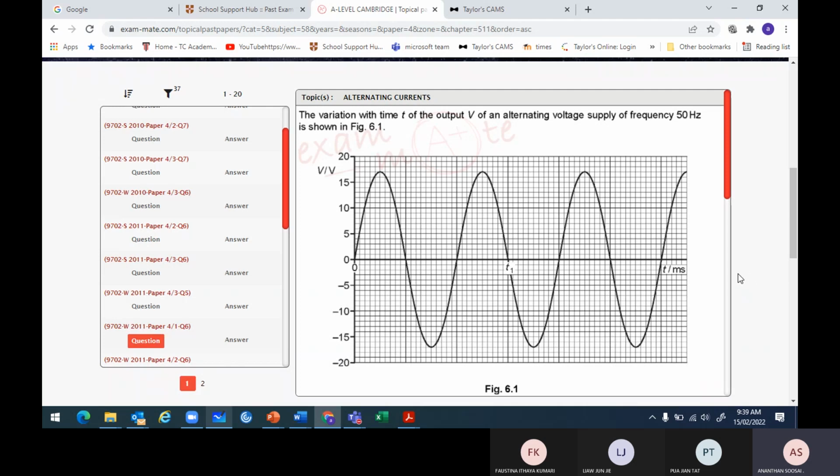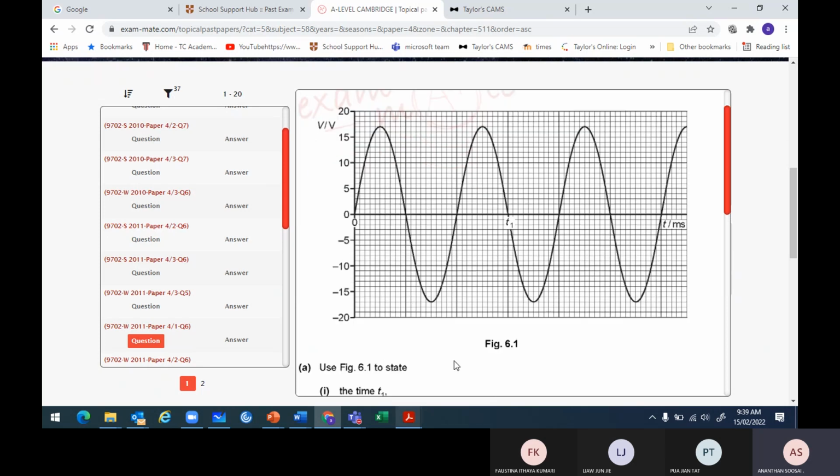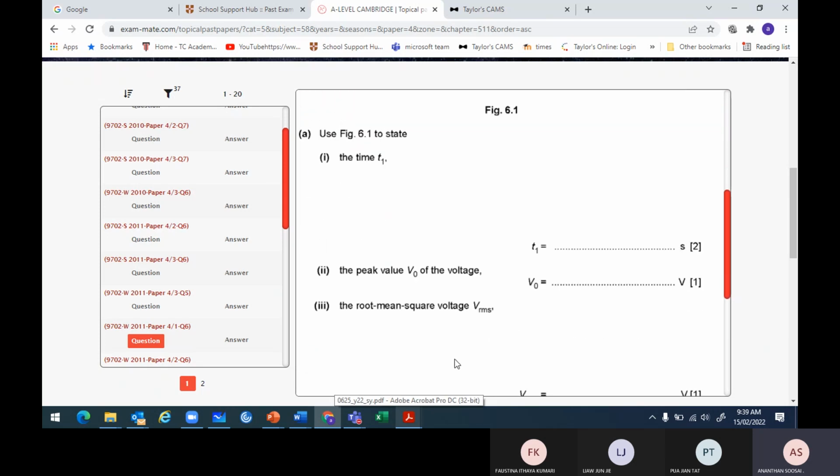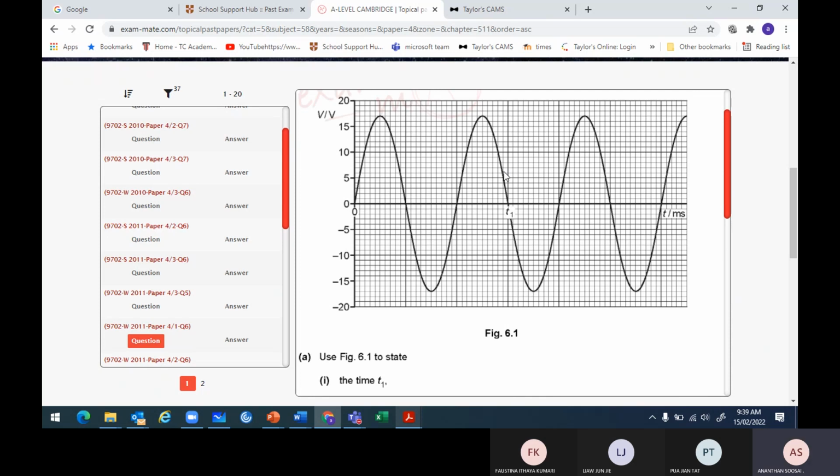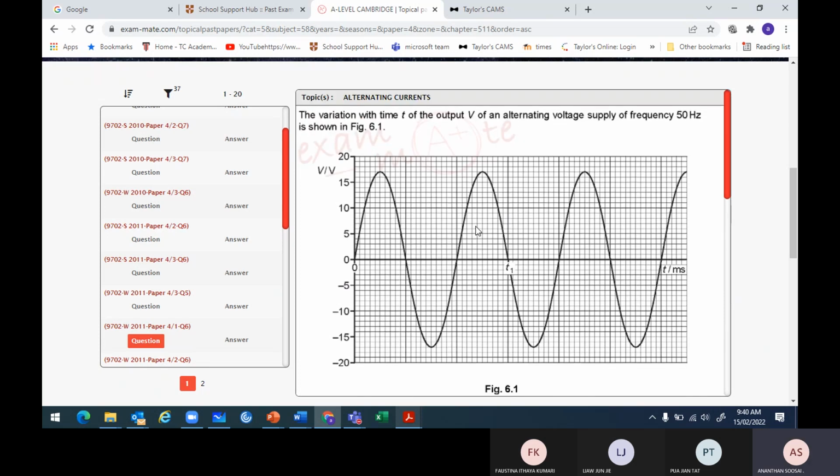So, more questions, we just glance through very fast. Again, another alternating current, 50 Hertz, shown in the diagram. First question, T1: use the figure in 6.1 to state the time T1. So what is the value of T1? It's the period, right? So you can find the period. Its frequency is 50 Hertz, so 1 over 50, right?